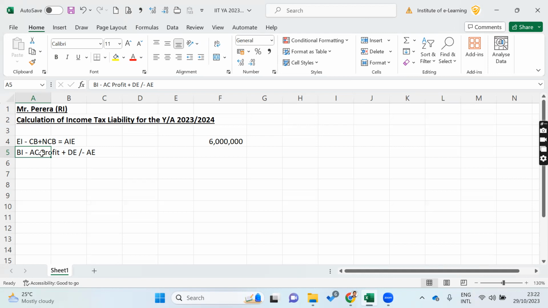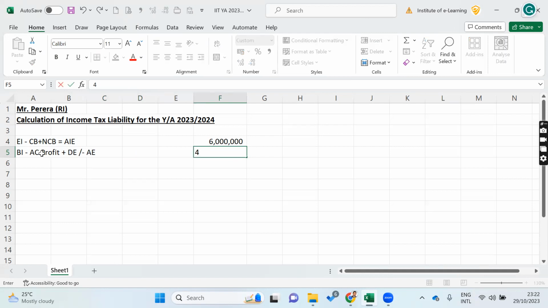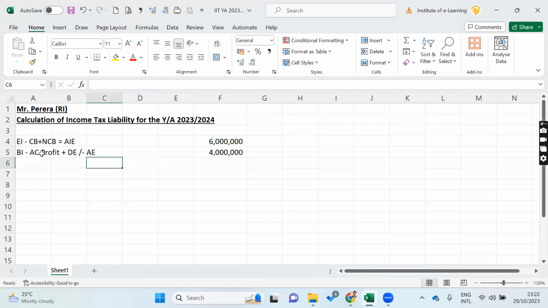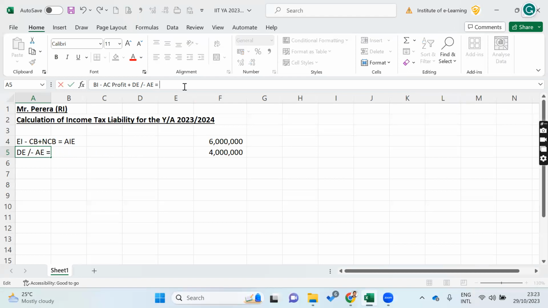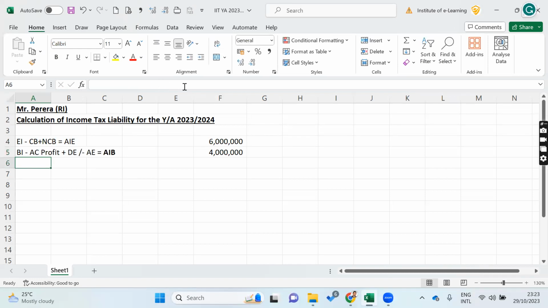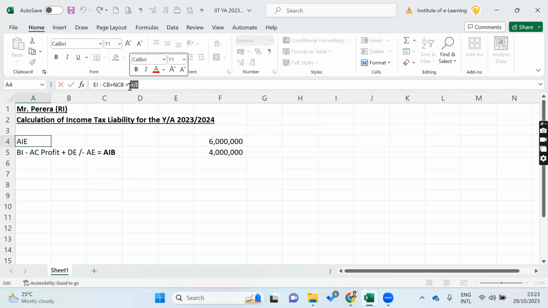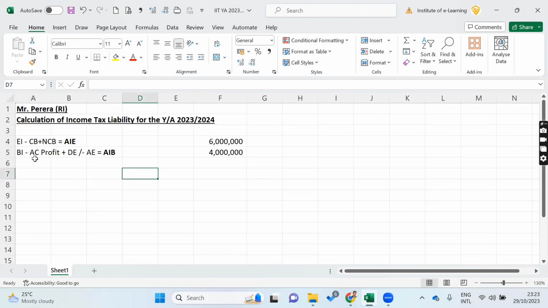Those are not connected with the business directly. So those things we have discussed. There are many adjustments I am not going to discuss here today. So let's say 4 million. After adjusting this, we call it assessable income from business, AIB. Assessable income from employment. Here, assessable income from business.